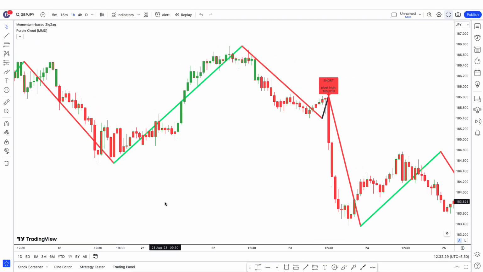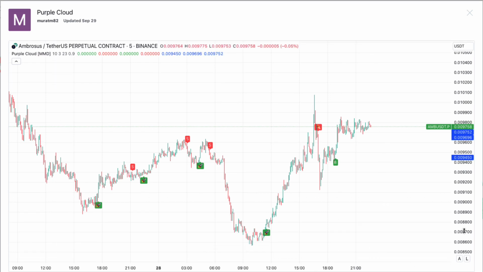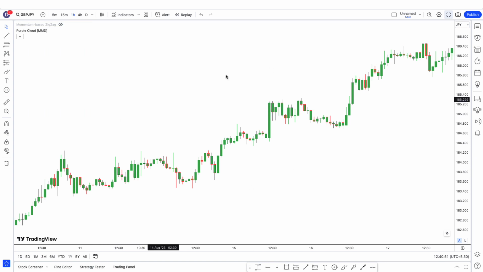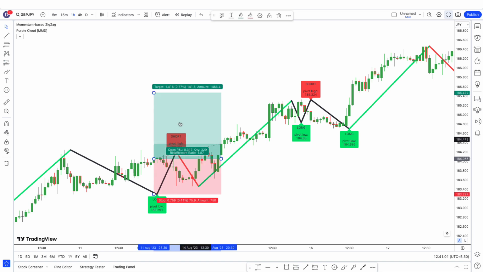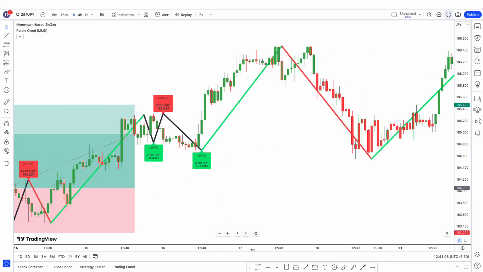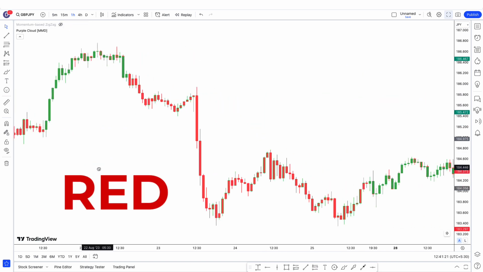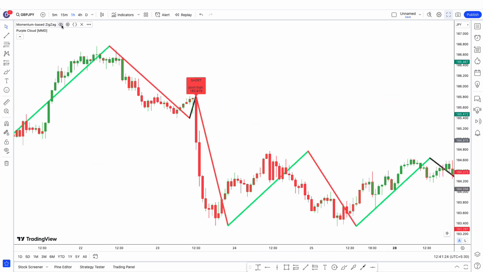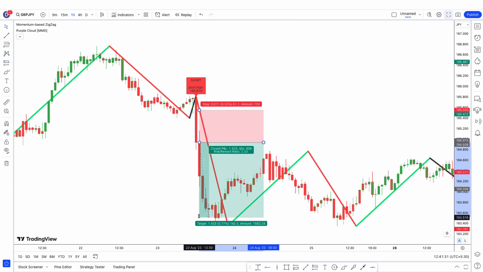After that, click OK. The purple cloud indicator operates by identifying trends through color coding the price candles. When it colors the price candles green like here, that indicates a bullish trend and we're only going to be looking to take long trades. Conversely, when it colors the price candles red, that indicates a bearish trend and we're only going to be looking to take short trades.